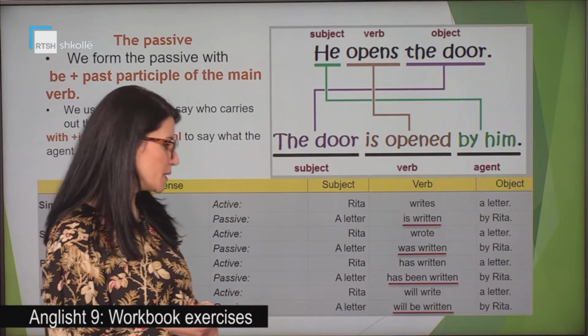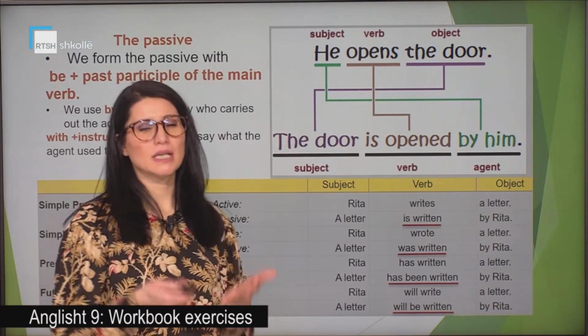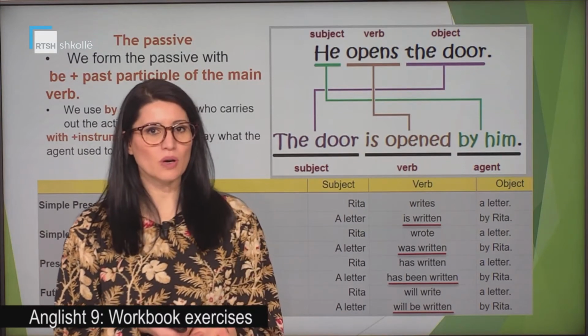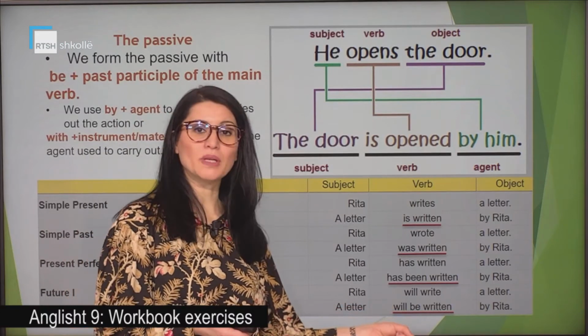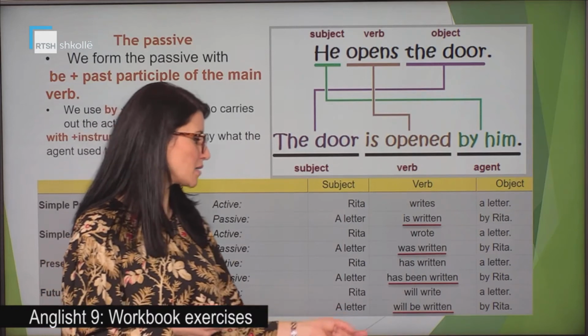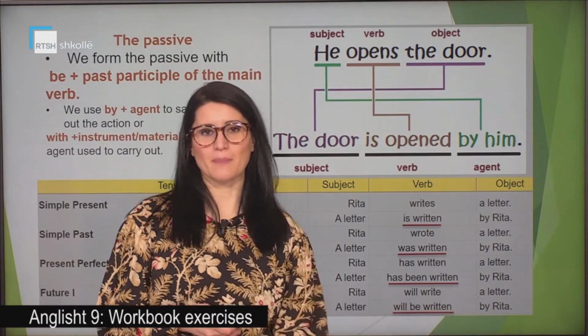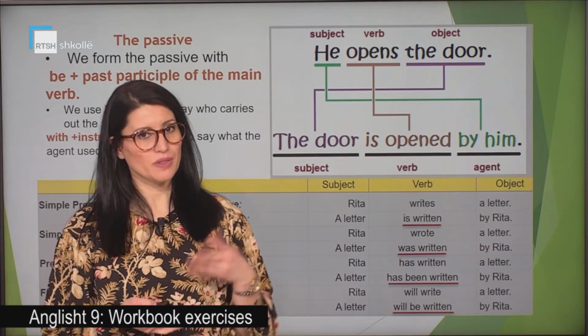The last one, Rita will write a letter. So, what tense is the verb here? It is in the future. How do we form the future in the passive? Of course, we use will be plus the past participle of the verb. And in this case, a letter will be written by Rita. Let's have some practice with the workbook exercises with the passive.